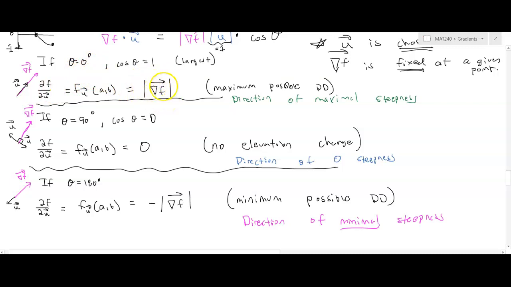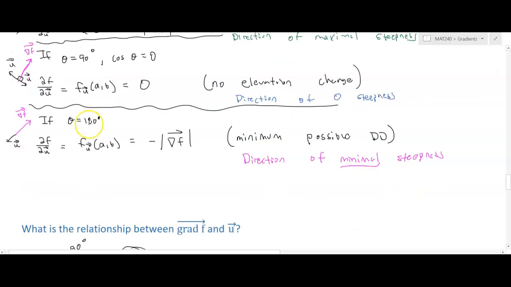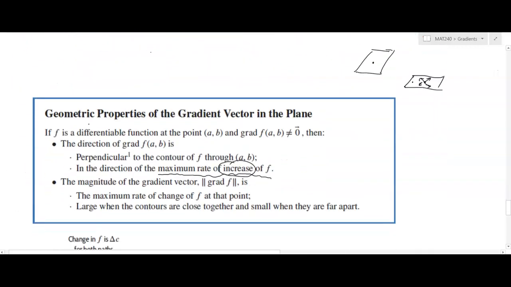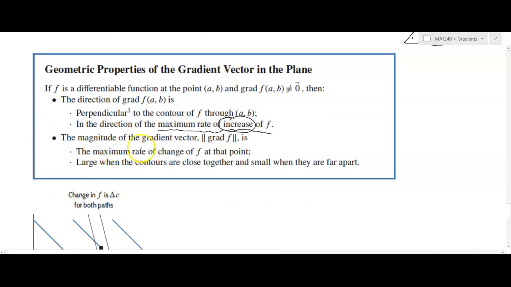If we compute the magnitude of the gradient vector, then that is the maximal possible steepness that we can gain. And then grad f itself tells us which direction that maximal gain is in. So the pink vector, the direction, tells us the direction of maximal gain. The length of grad f tells us how much elevation change we will get. That is, what is the change in f by traveling in the direction of u. And the magnitude of the gradient vector is large when the contours are close together and small when they are far apart.